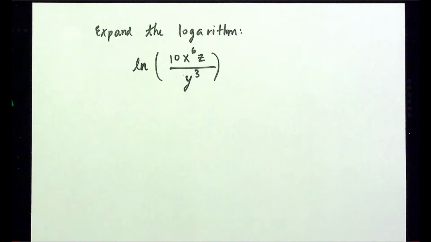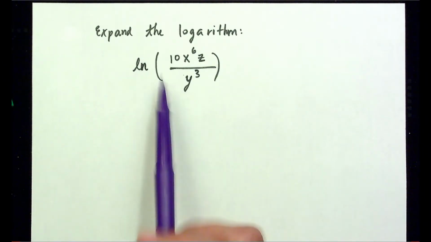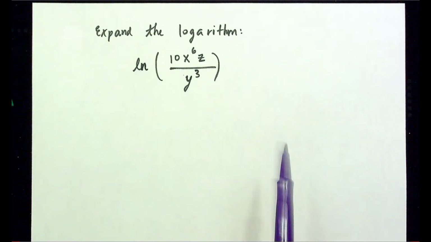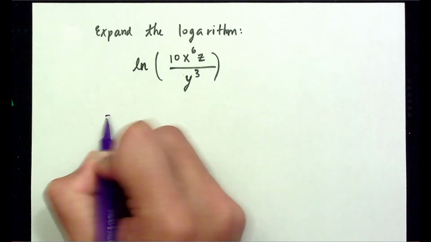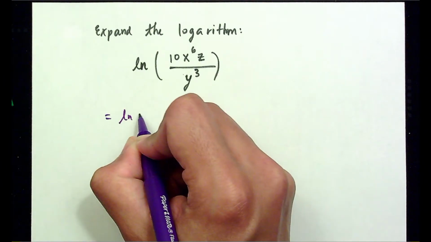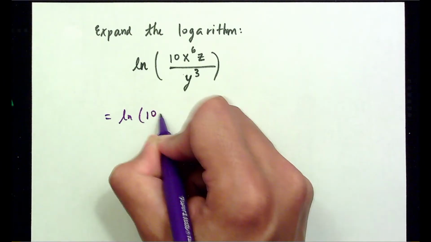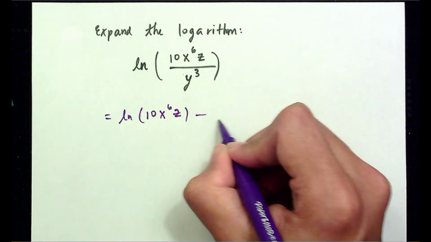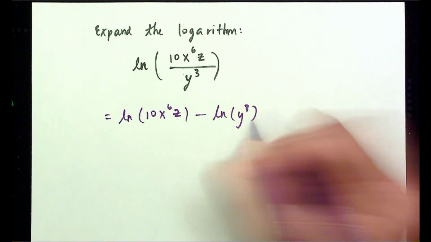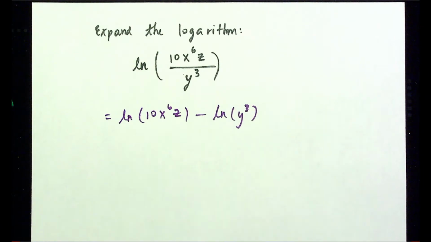Expand the logarithm. So now we want to take this logarithm with a complicated argument and expand it into simpler logarithms using the properties of logarithms. Okay, whenever you have a quotient inside a logarithm, the logarithm of the quotient is the difference of the logarithms of the numerator and the denominator. So this is going to become logarithm of the numerator minus logarithm, natural logarithm, ln, of the denominator. Okay, ln of the top minus ln of the bottom.